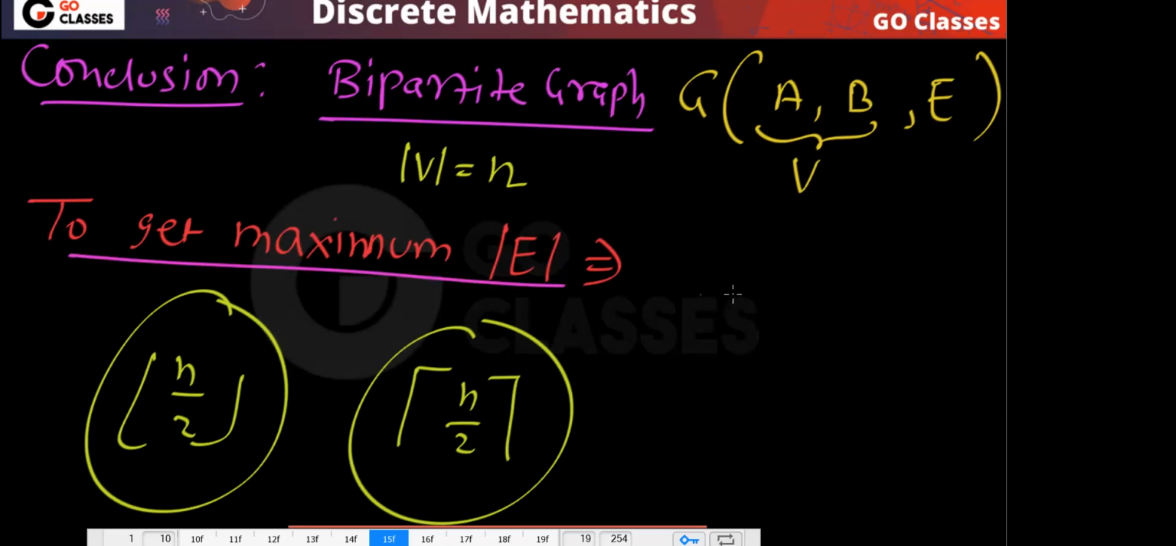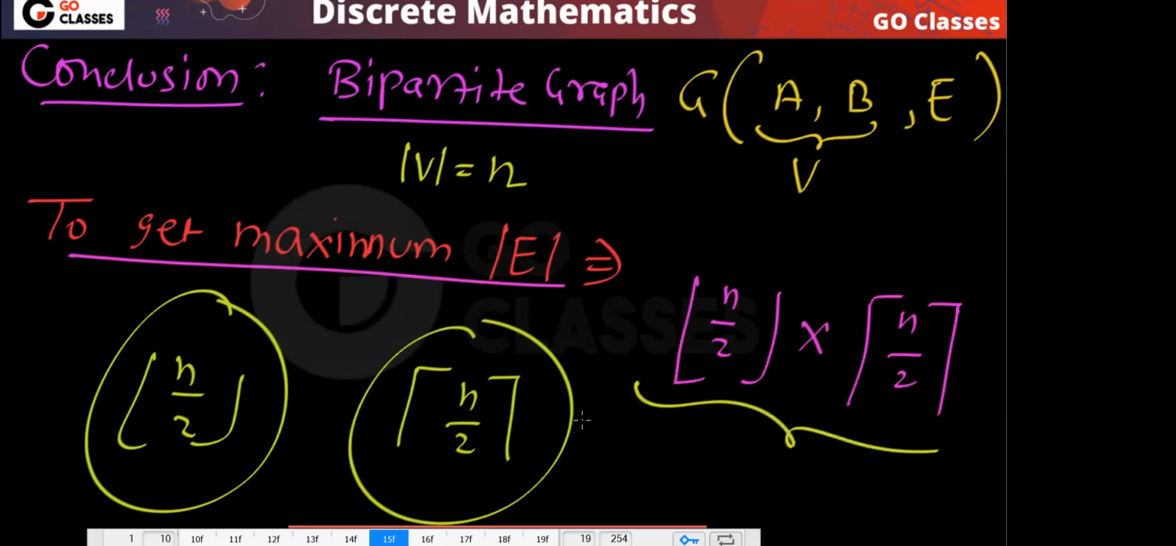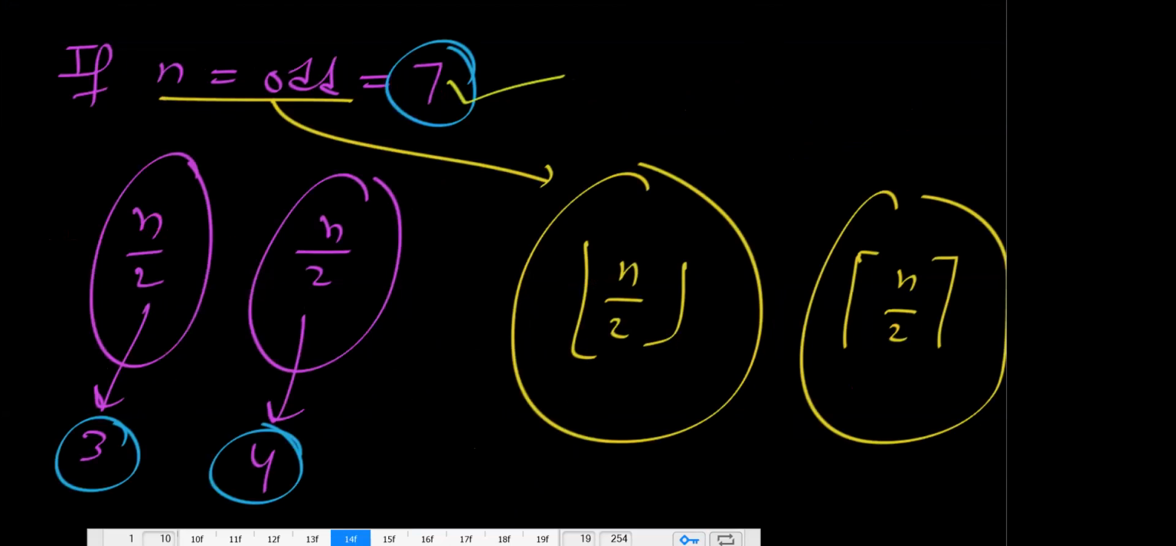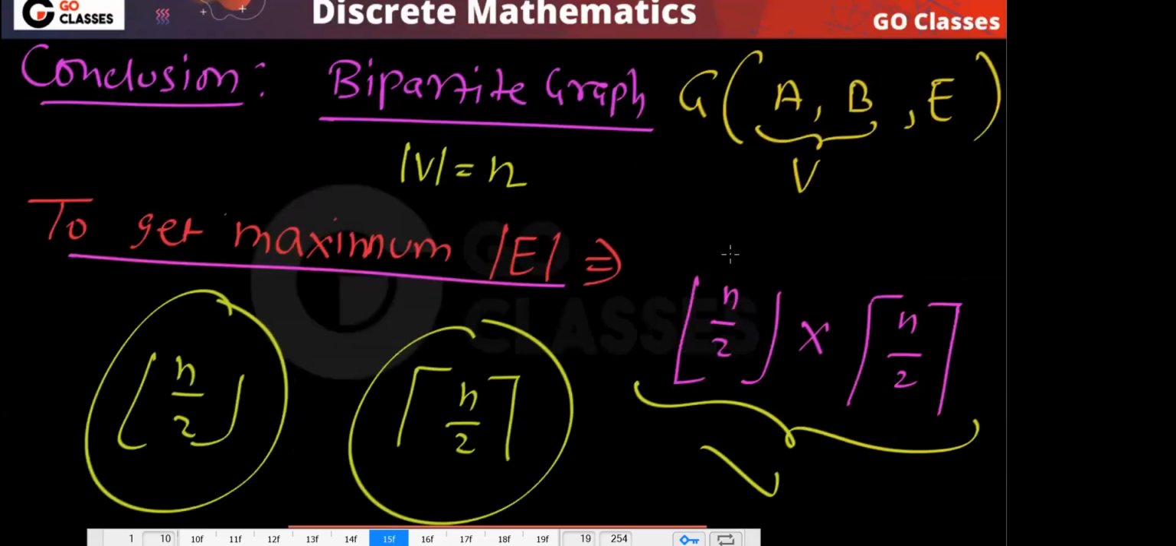So what will be the maximum number of edges? That will be this multiplied by this. Correct? This will be your maximum number of edges. N by 2, basically half. If you have 7 vertices, you can put 3 here, 4 here. So just put half. This will give you the maximum number of edges in a bipartite graph on n vertices. If your bipartite graph has n vertices, then this is the maximum number of edges you can create. Is it clear to everyone? Any doubt, anyone? Very simple question. Let me know.